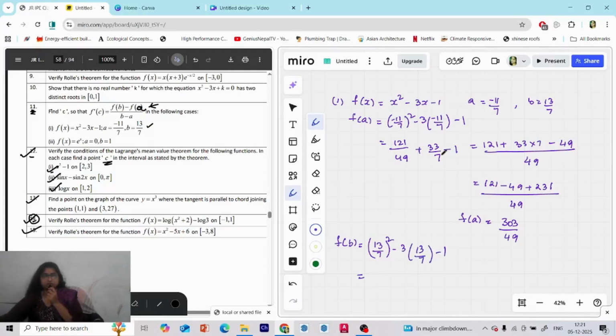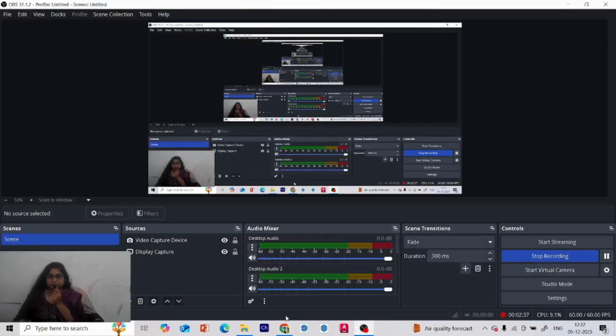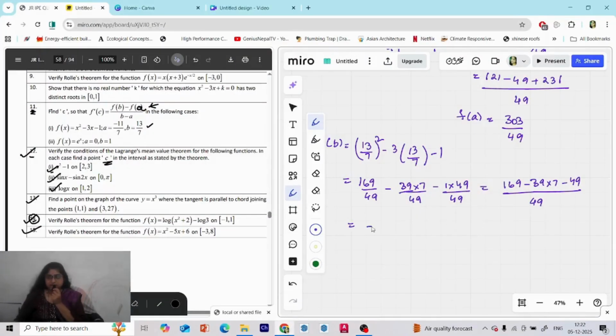So which is equal to 169 by 49 minus 39 into 7, I am writing, by 49, minus 1 into 49 by 49. Taking the LCM, so 169 minus 39 into 7 minus 49 by 49. On simplifying this we'll get minus 153 by 49.